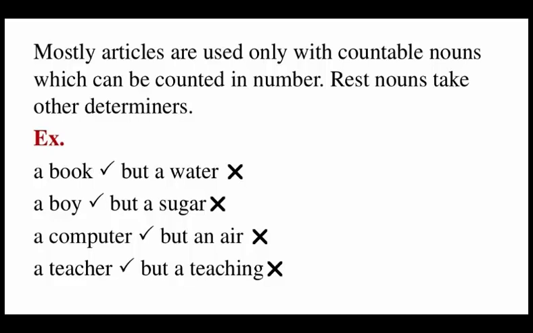So the articles are also used with the countable nouns. Here, for example, a book is a correct one, but a water is not. So water is a mass noun, not a countable noun, right? But book is a countable noun, so the article a is used along with the book, not with the water. So a boy is a correct one, but a sugar is not correct because sugar is a mass noun, not a countable noun. A computer is correct, but an air is not correct because air is an uncountable noun. A teacher is a countable noun, so an article is used along with teacher, but a teaching is a wrong answer, right?